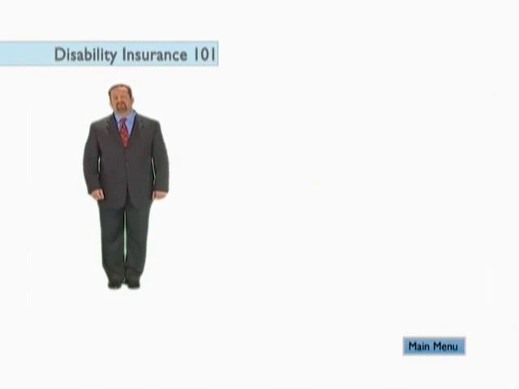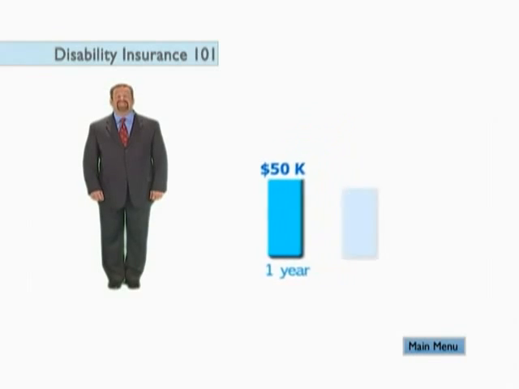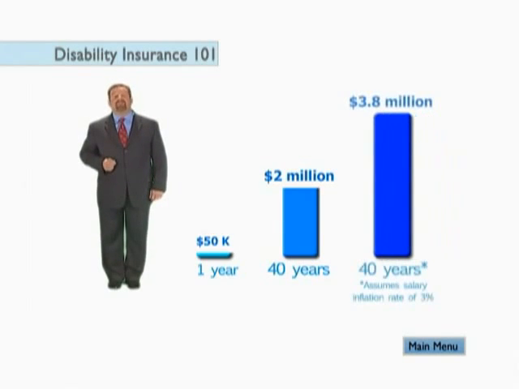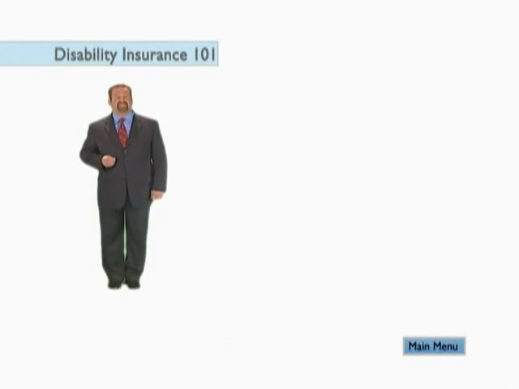Think about how much you earn in a year, and think about what that would be over a lifetime. If an individual earns $50,000 per year and he or she is 25 years old, in a 40-year period he or she will earn $2 million. And that's without any sort of inflation. If you factored in modest inflation, that number could easily be twice as high. The point is that if your income is your largest asset, shouldn't it be something that you insure?